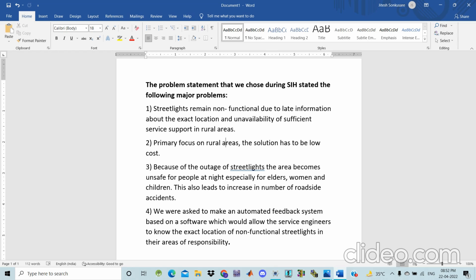So this was all from our side, team 1 by COSI. This was our solution to the given problem statement.